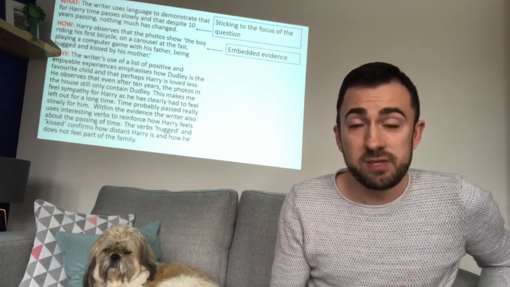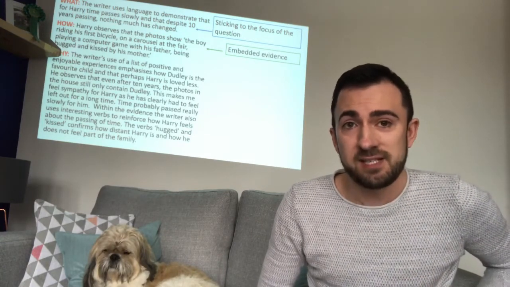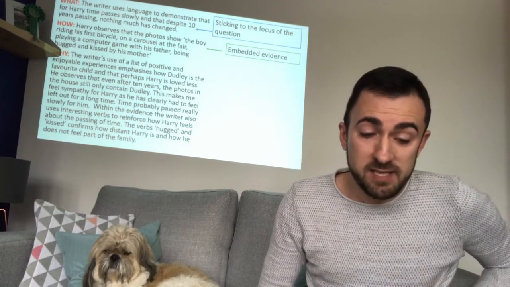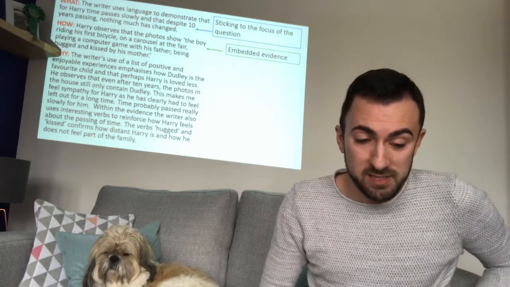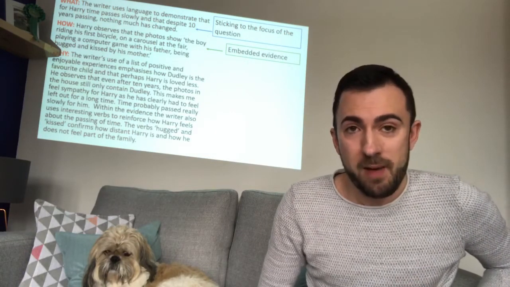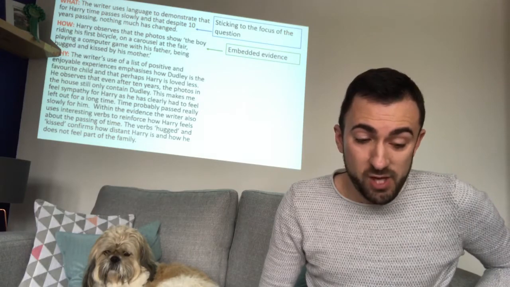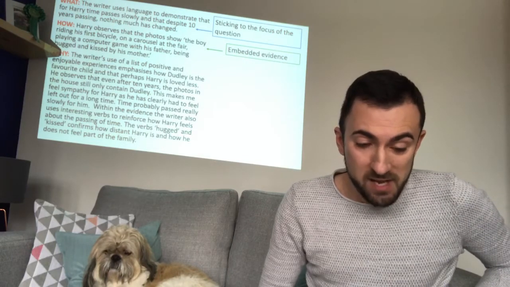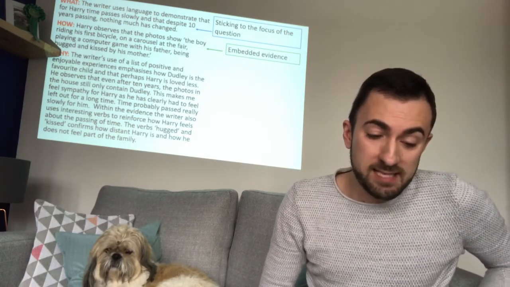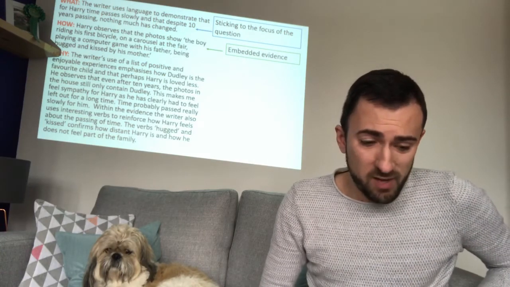The why part then is the more detailed part. It's where we're going to explain the effect of the language. You'll notice that I've identified the techniques straight away. The writer's use of a list of positive and enjoyable experiences emphasises how Dudley is the favourite child and that perhaps Harry is loved less. He observes that even after 10 years, the photos in the house still only contain Dudley. This makes me feel sympathy for Harry as he clearly had to feel left out for a long time. Time probably passed really slowly for him.